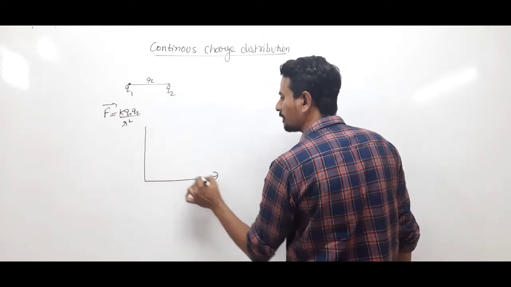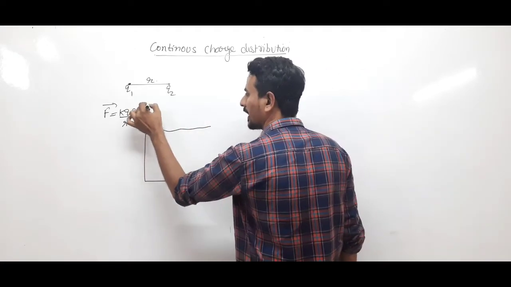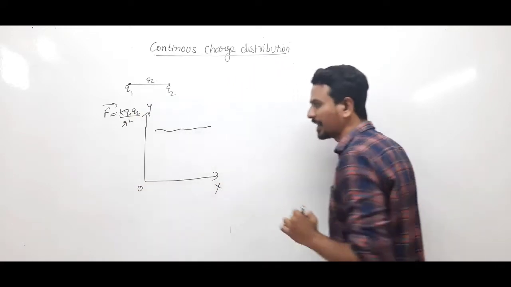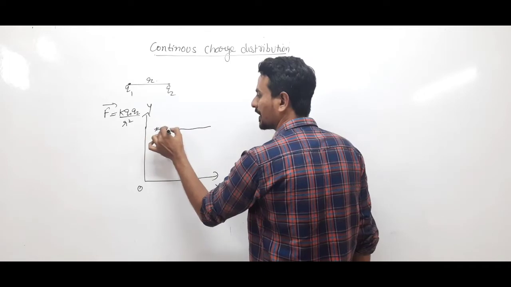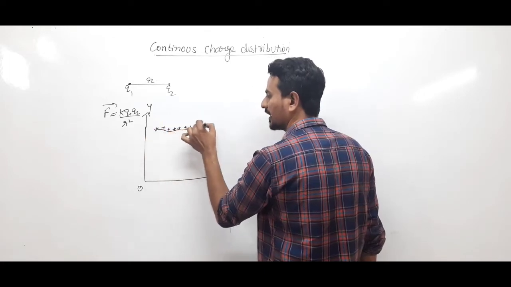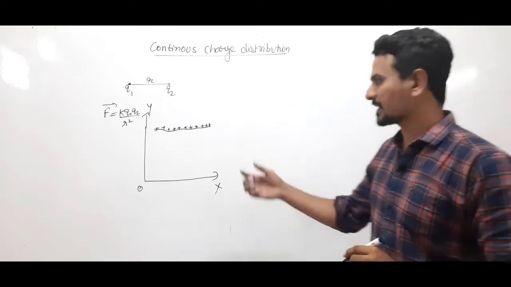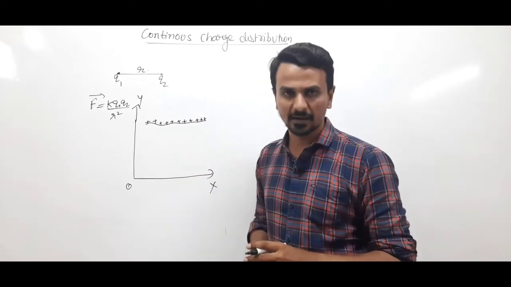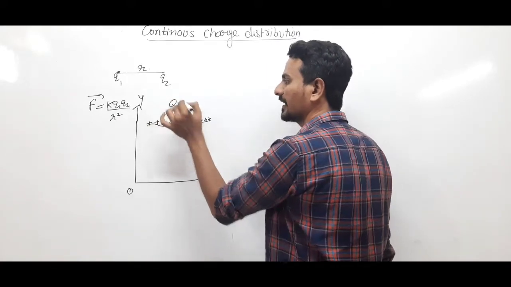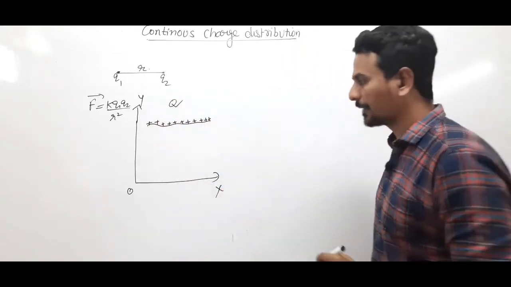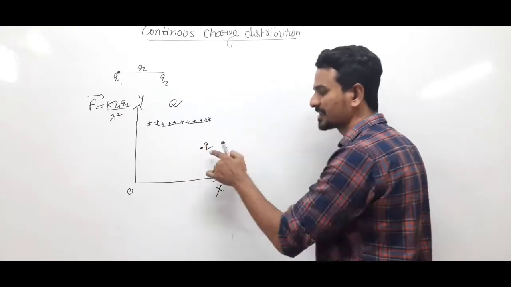we'll consider a wire which is lying along the xy plane. Let the wire be of length L on which we have continuously distributed the charges. Okay, once again this is a wire of length L on which Q charge is continuously distributed, and we have been told to find the force acting on a point charge q which is placed over here.